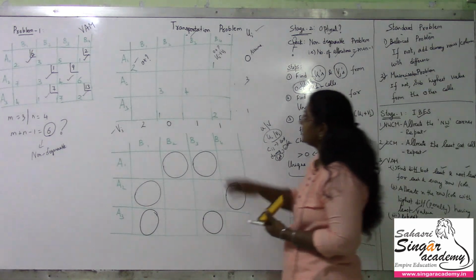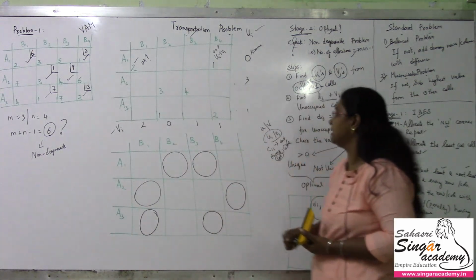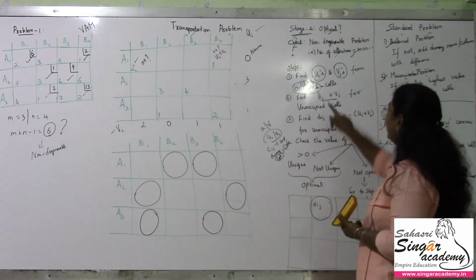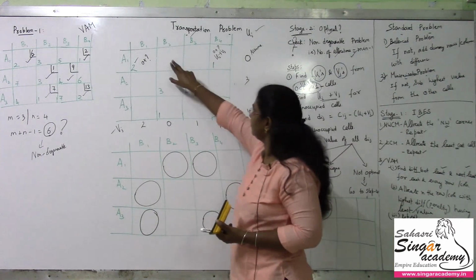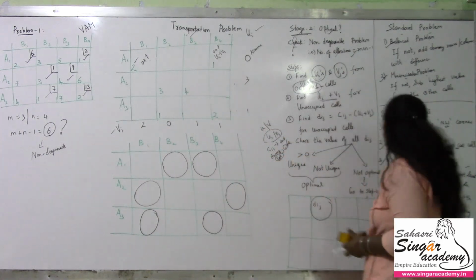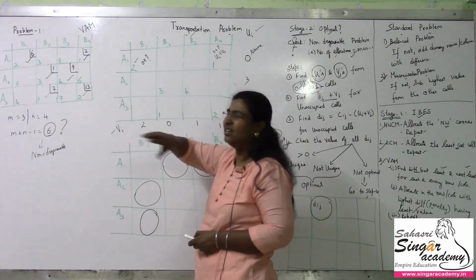Which are the unoccupied cells? This one, this one, this one, this one, this one, and this one. These are the unoccupied cells. You have to find ui plus vj. Already we have ui and vj, right? Add these values and put it in the respective cells. So I have ui plus vj with respect to this one. Let me go row by row.